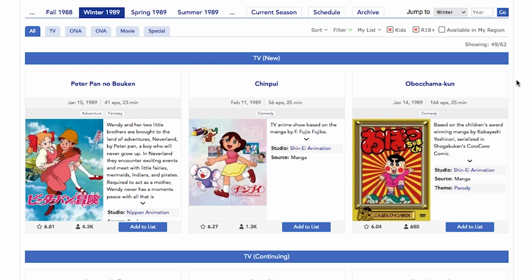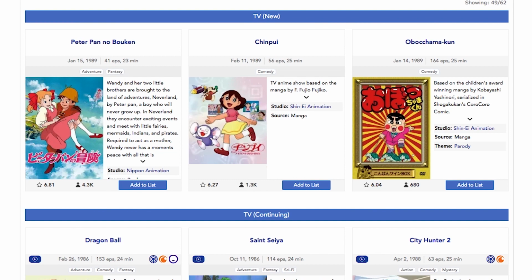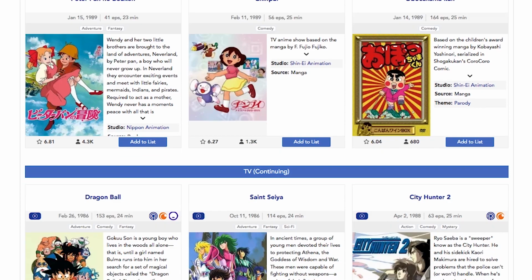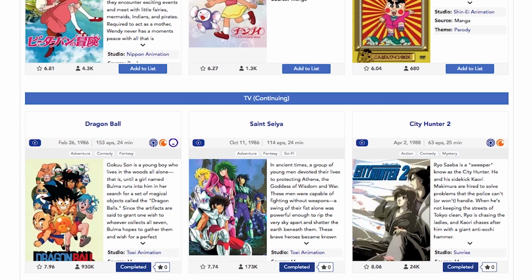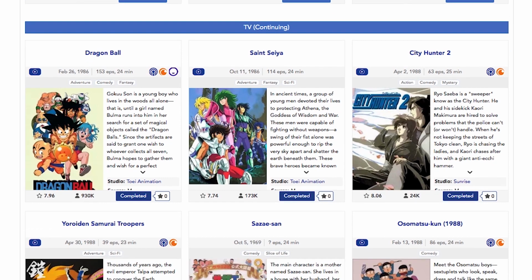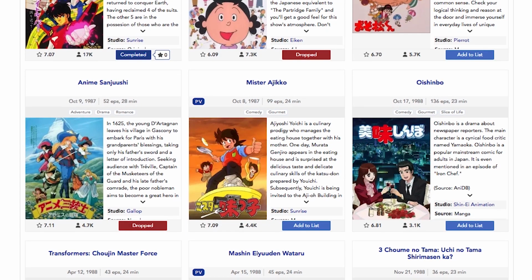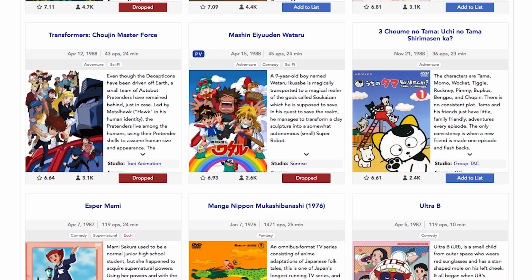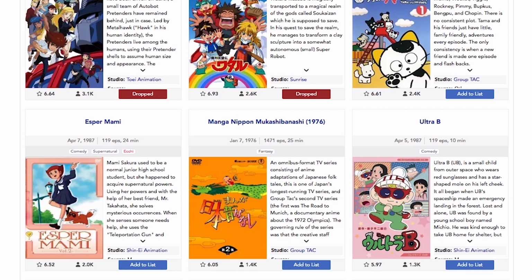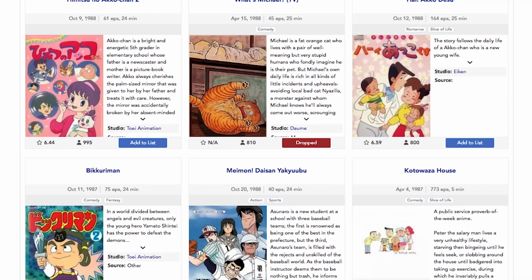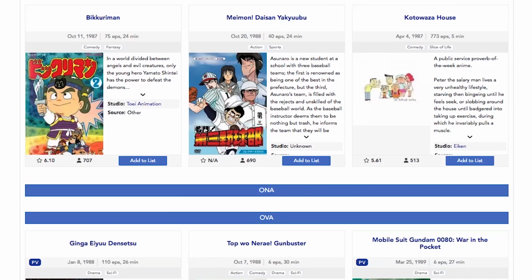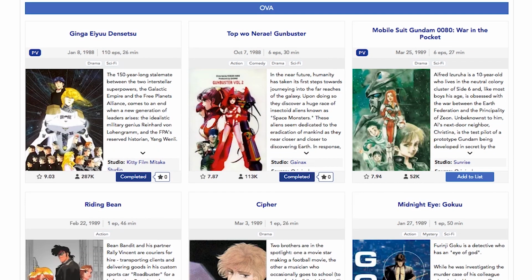So we'll continue on past these TV shows and go on to the OVAs, and we'll just go past all the existing TV shows that are continuing. Okay, now these shows, if you want to know more information about these ones, I do recommend to go back to the 1988 video, and then you can see what these TV shows were about when they first started.